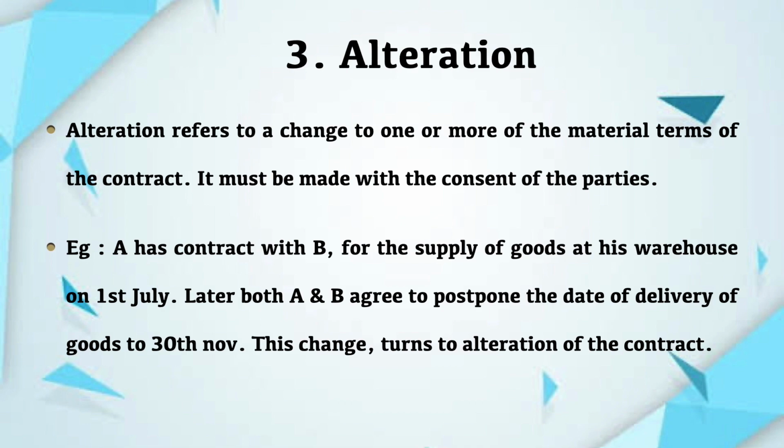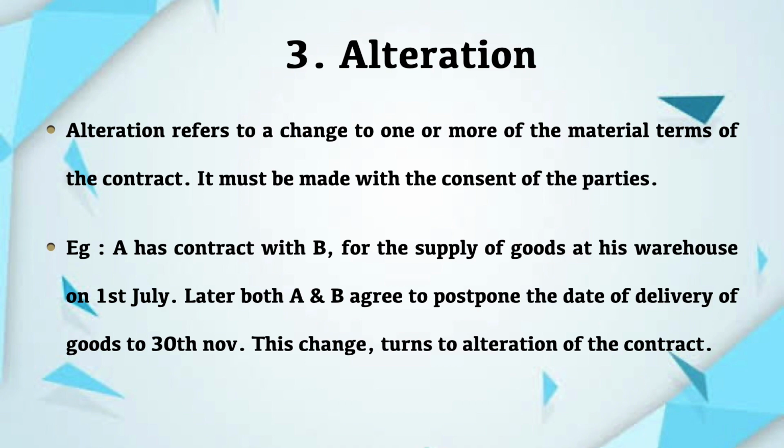Number 3, alteration. This is the third mode of agreement. Alteration refers to a change to one or more of the material terms of the contract. It must be made with the consent of the parties. Now remember, alteration means what? Make changes, make the necessary changes. Here, it has to happen with the consent of the parties. A cannot alter the terms of the agreement without the consent of B. Both must mutually agree to the alteration of the material terms of the contract.